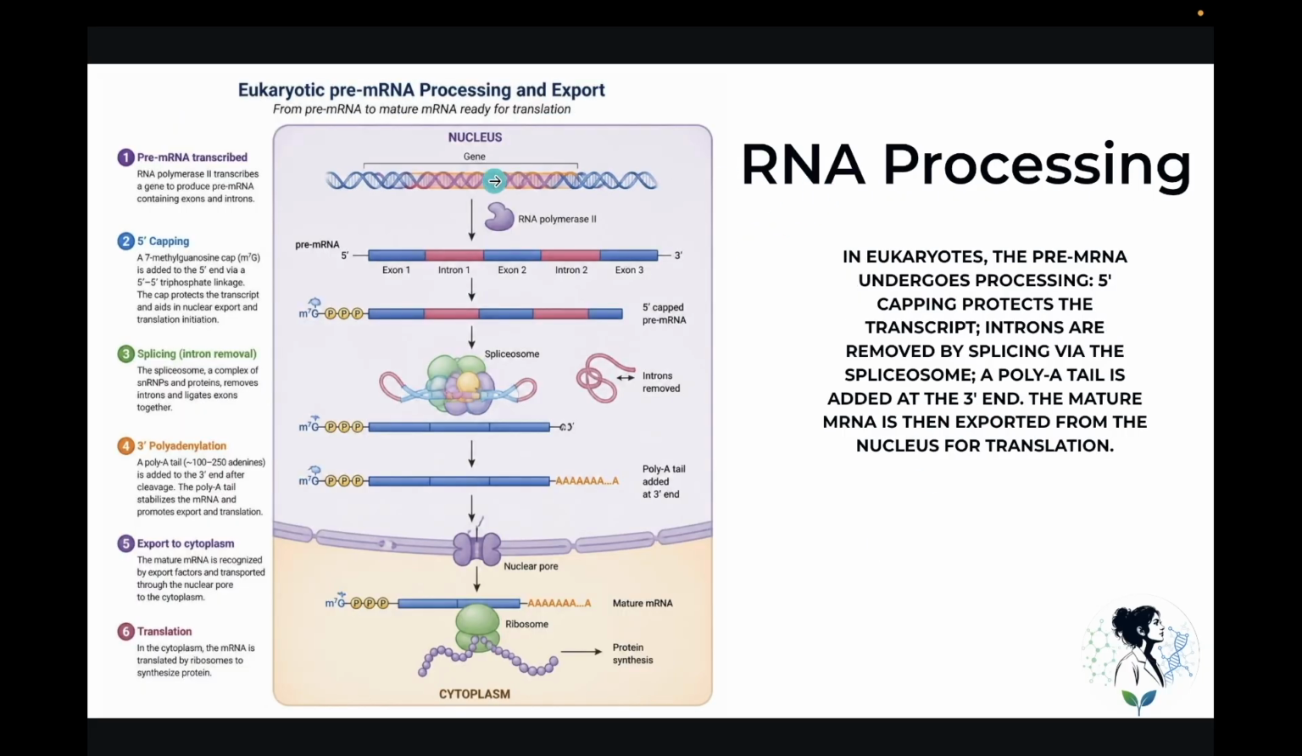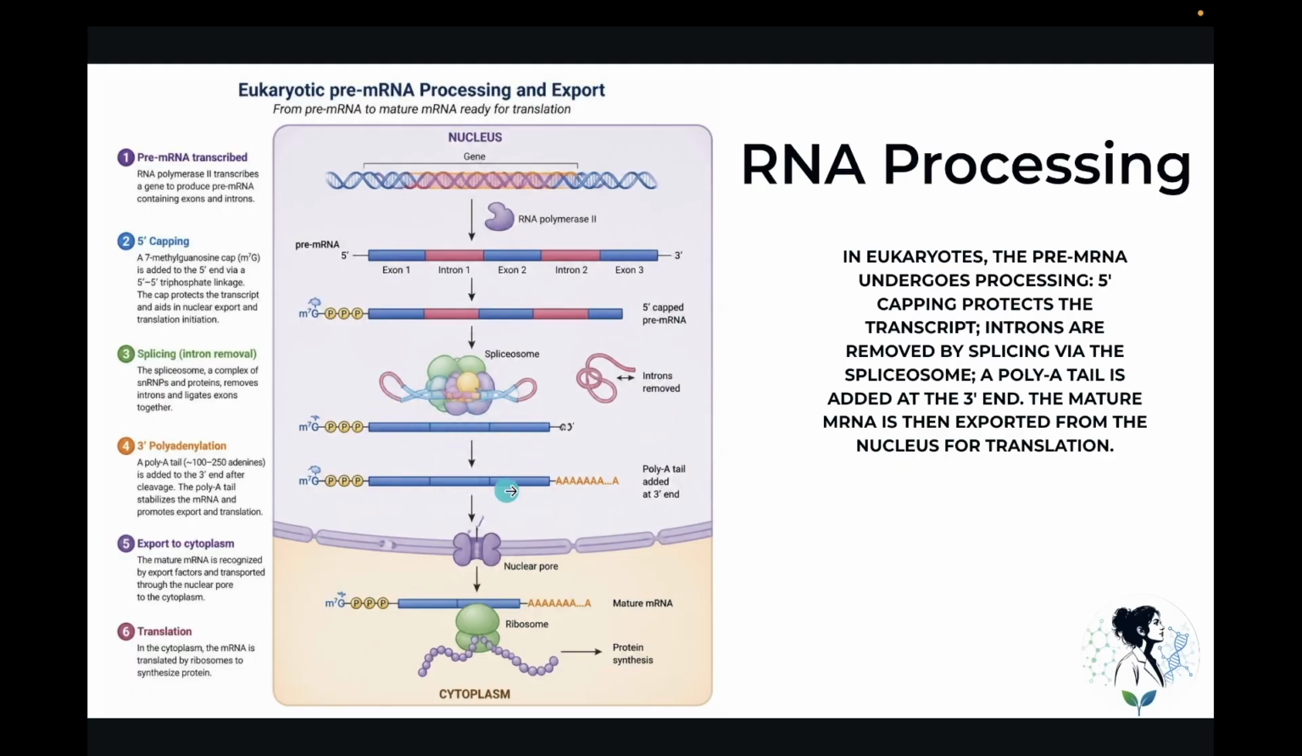Now RNA processing. How is the RNA processed to form the mature mRNA? As we saw, the gene is synthesized to pre-mRNA with the help of RNA polymerase II. This RNA is then processed to add a 5' cap, which has 7-methyl guanosine, and it is known as 5' capped pre-mRNA. This again undergoes splicing with the help of the spliceosome, which removes introns and attaches the exons to each other.